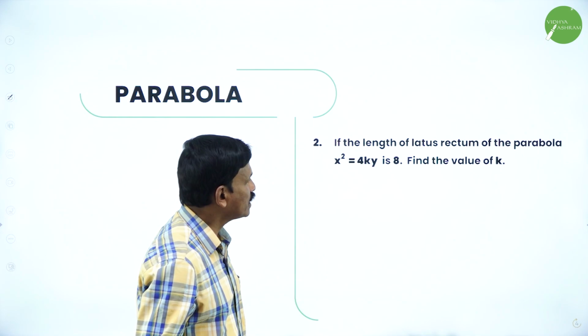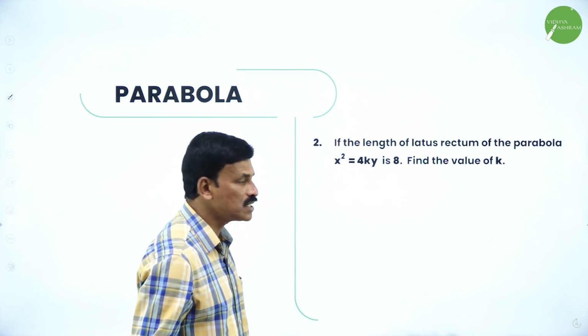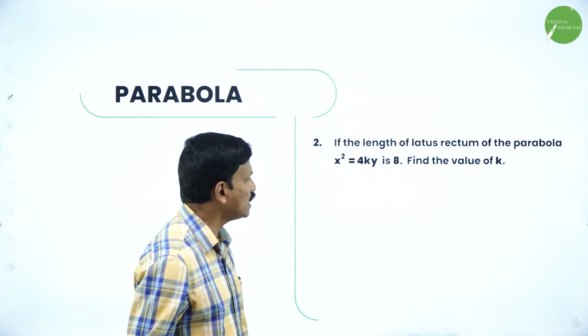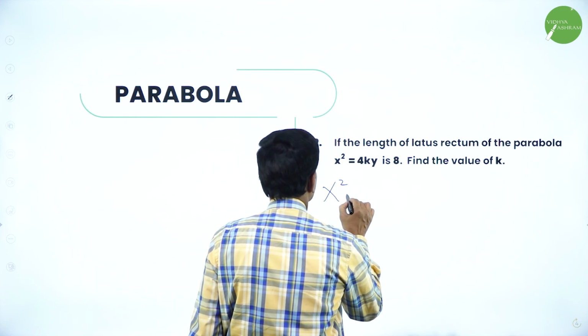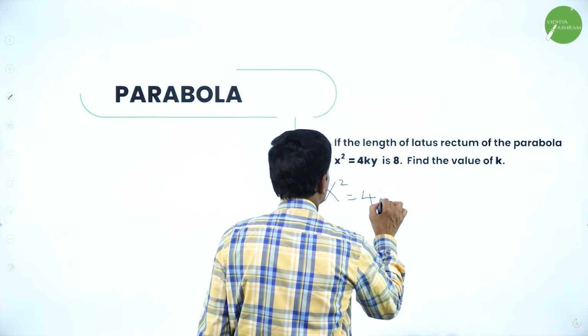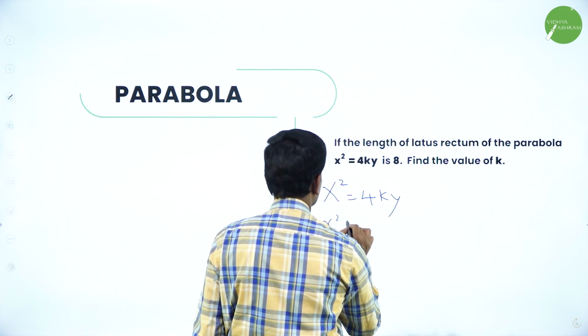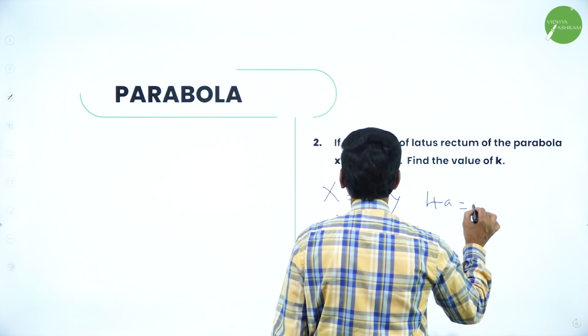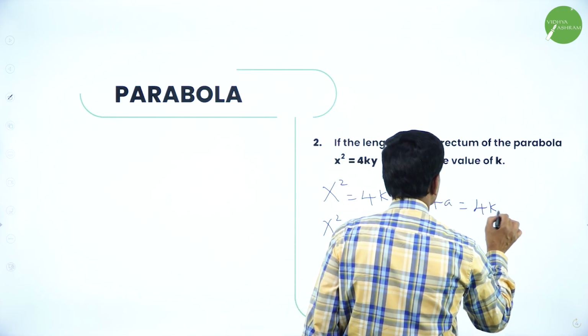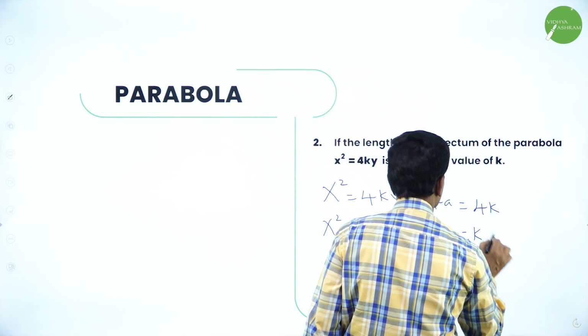If the length of latus rectum of the parabola x square is equal to 4ky is 8, find the value of k. Now what is given? Compare with x square is equal to 4ky. Comparing with x square is equal to 4ay. Here 4a is equal to 4 times k. So therefore a is equal to k.